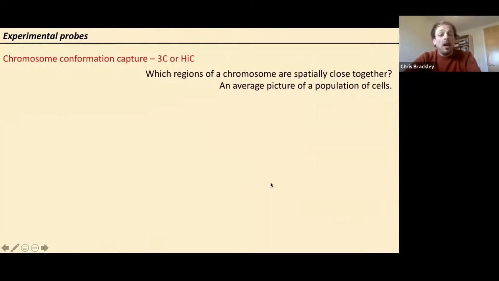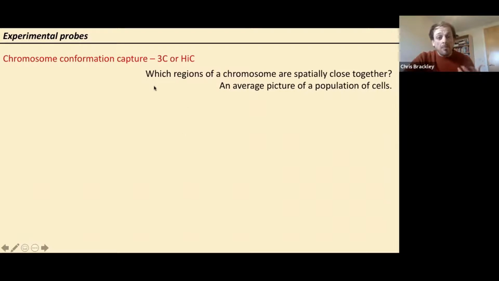Okay, so how do we know about chromosome structure in our cell nuclei? There are several different kinds of experiments which people can do. You can do microscopy experiments where you put fluorescent probes at specific points on the chromosome and measure their separation, say. But a lot of what we know about chromosome structure comes from a kind of experiment called chromosome conformation capture, or 3C experiment, or the genome-wide high-throughput version of this is called Hi-C.